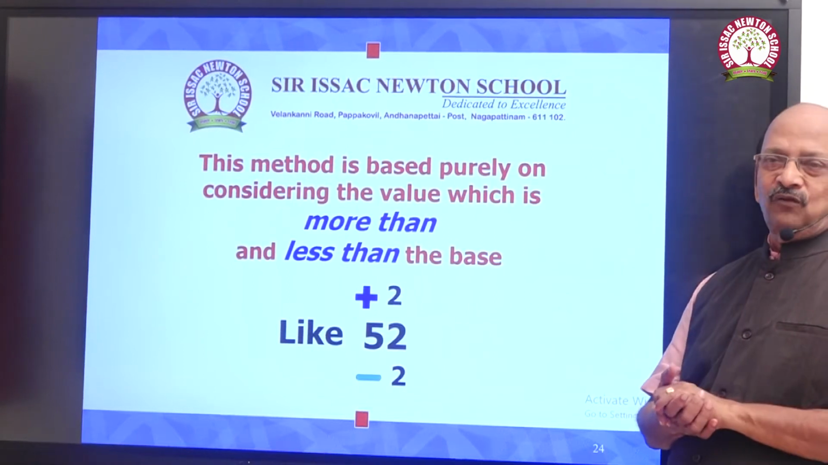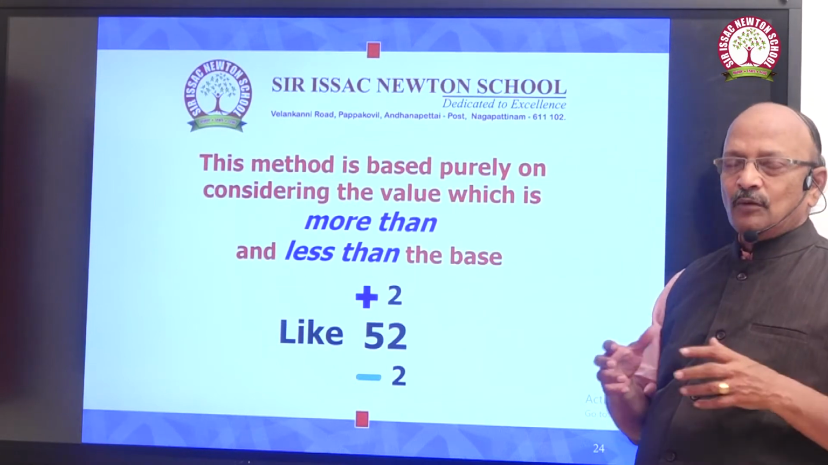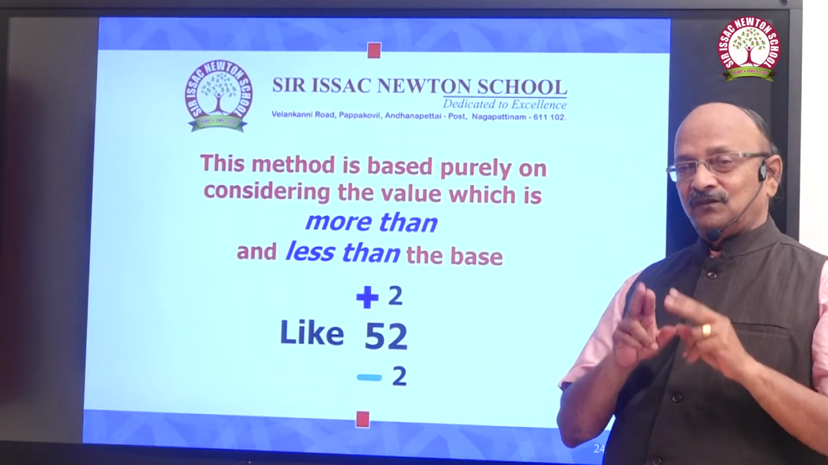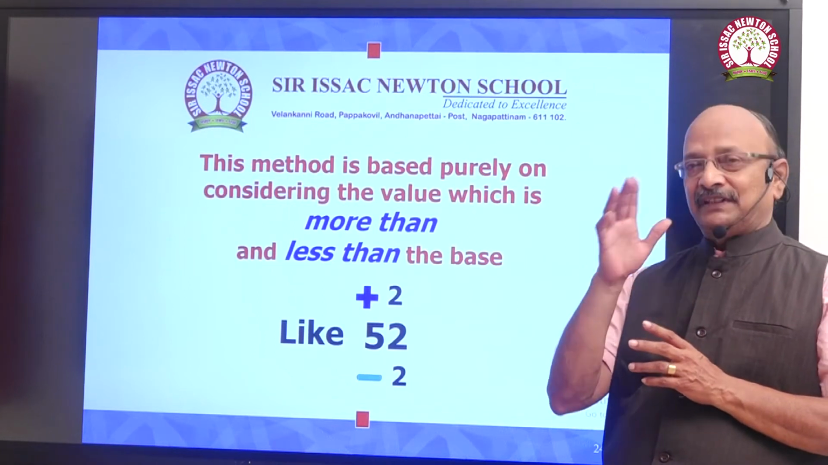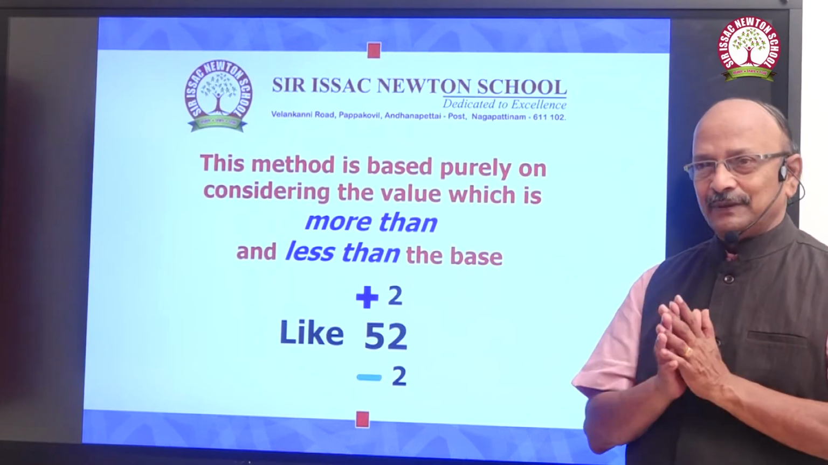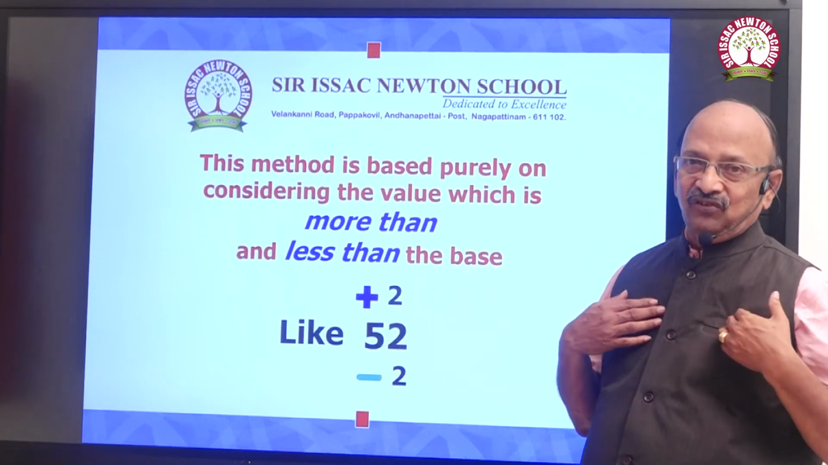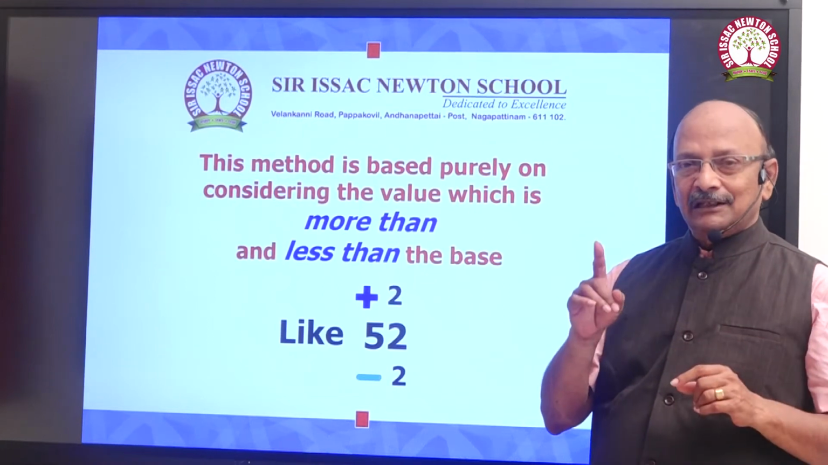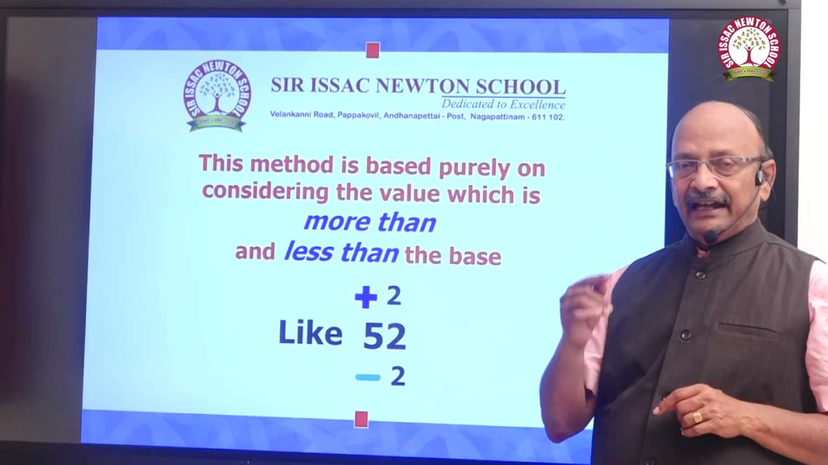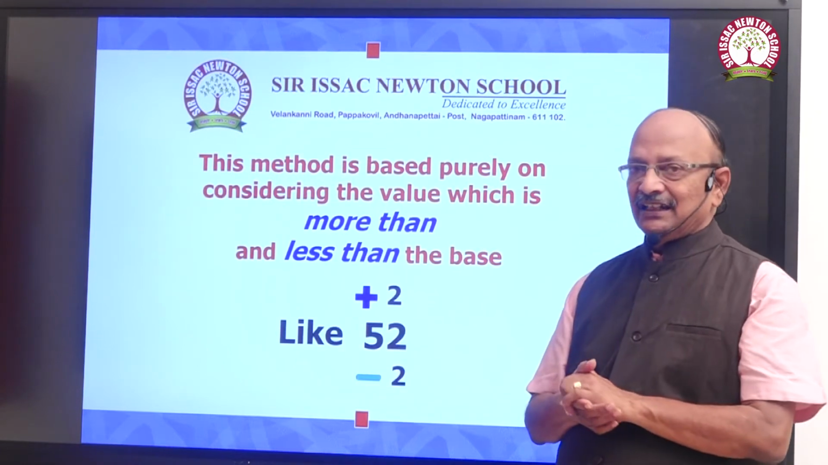Here I have to give one small definition. What is base? Base is a common term in Vedic mathematics where the base is always defined in terms of 10 or multiples of 10. There cannot be a number like 56 which is a base. When I say 52, 50 is 5 times the base of 10. So always the base will be defined in terms of 10 or multiples of 10, like 10, 100, 1000, 10,000, something like that.